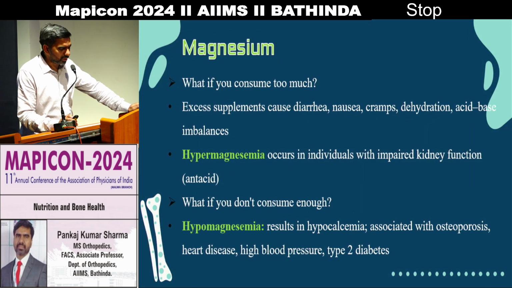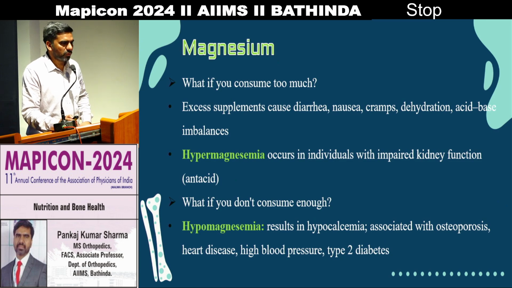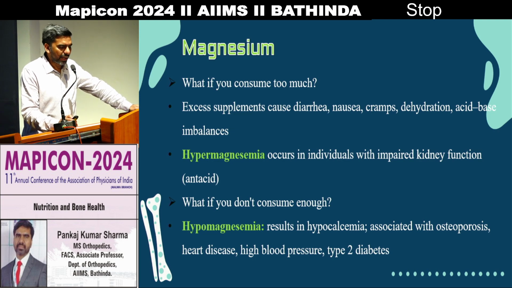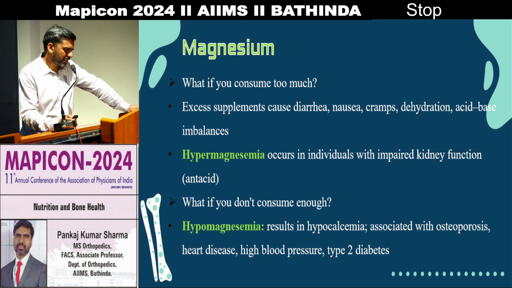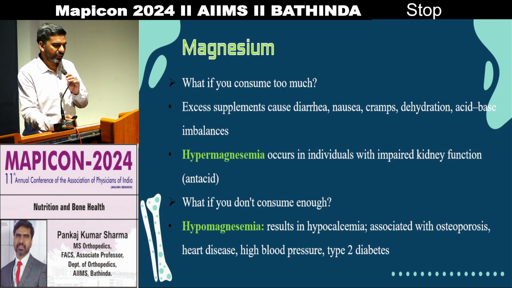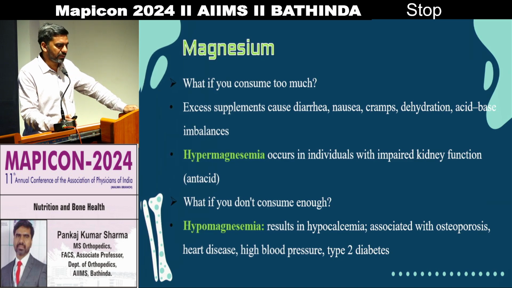What is the side effect if you are taking more magnesium than normal? It can cause diarrhea, nausea, cramps, dehydration, and acid-base imbalance. So it mostly affects the muscles and the muscular system through the intestine. If your kidney is not functioning properly, there is hypermagnesemia. And if your digestion is not proper for magnesium, then you can get hypocalcemia, osteoporosis, heart diseases, high blood pressure, and type 2 diabetes. But these are not single factors; there are a number of factors for these diseases.